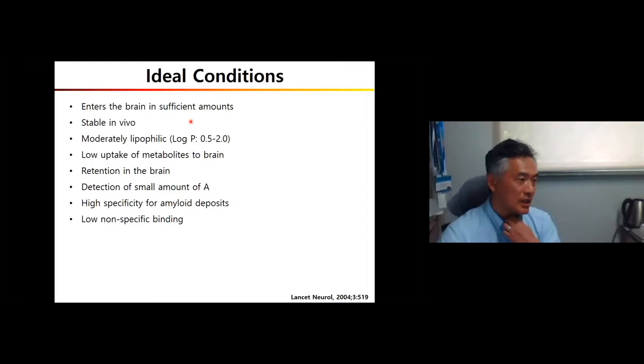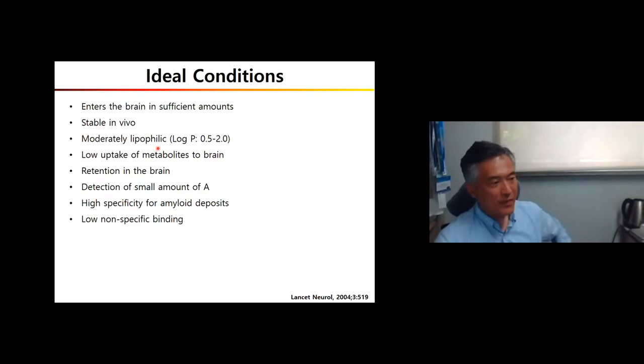Stability is also important, and lipophilicity is very important for penetration of the BBB. At the time, they said that a log P value of 0.5 to 2 is moderate lipophilicity. But in my thought, a molecular structure that contains amino or hydroxyl groups can possess a log P value of less than 1.5, because non-specific binding in the brain will happen near 2.0.